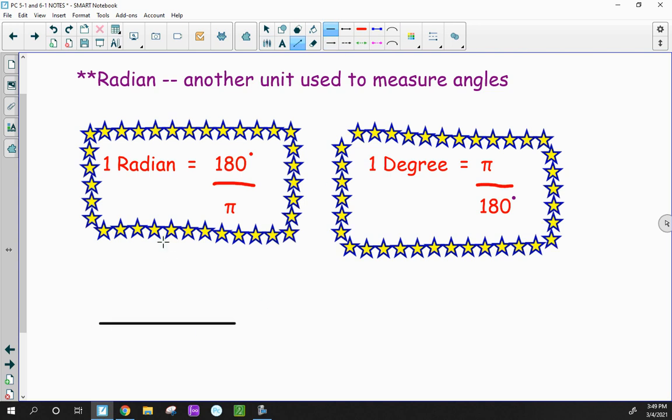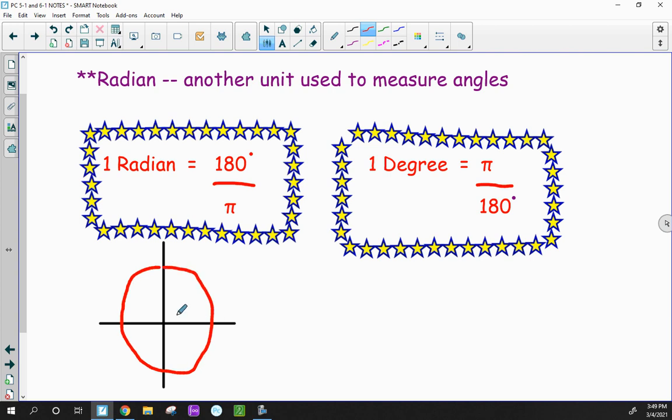So very quickly, let me share this with you. If you have a circle, and you have an angle that starts here, and the terminal side is on top of the x-axis as well, then in degrees, that's 180 degrees.